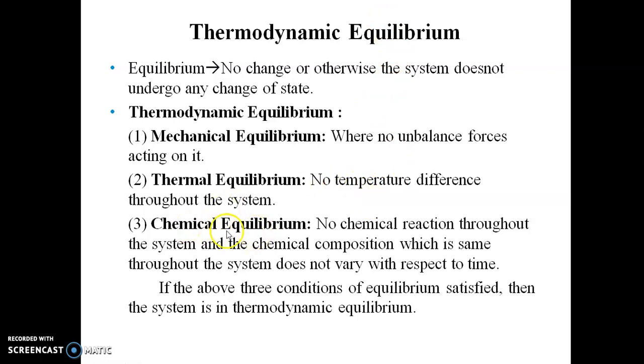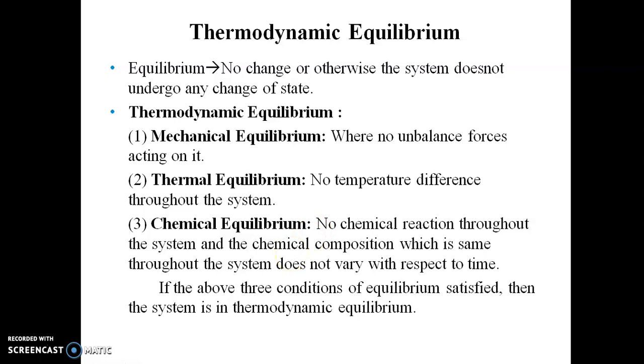And chemical equilibrium is when there should be no chemical reaction taking place, and also the chemical composition should remain equal with time. That is called chemical equilibrium. So once these 3 equilibriums are satisfied, then we call that thermodynamic equilibrium.